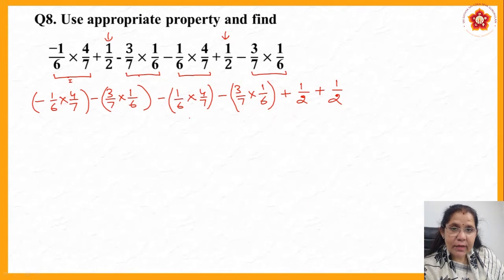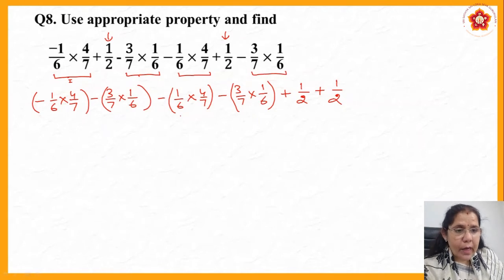We have first observed the question. What are the mathematical operators used out here? They are multiplication, addition and subtraction. We have identified those terms which are separated by addition and subtraction. So that means the ones which are together with multiplication, we are taking them together.